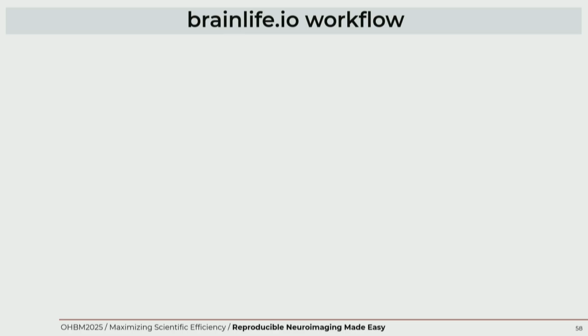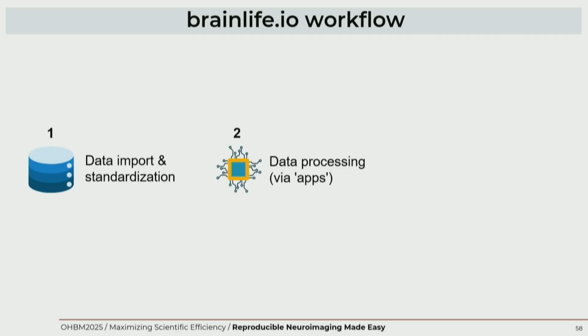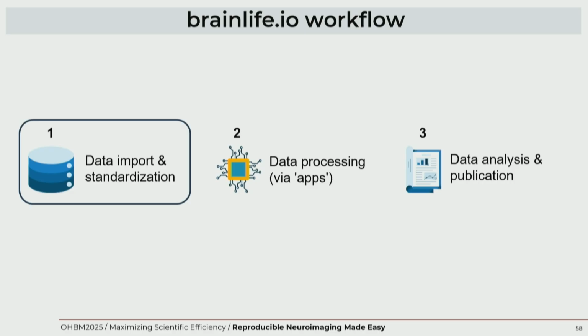But how do you actually use BrainLife for a study? What does that involve? We could split it up into three main steps, where data is at sort of the center of each step, from data import and standardization, data processing via what they call apps, which are kind of the containerized tools, and then data analysis and publication. So we'll look at each of these, starting with the import and standardization.